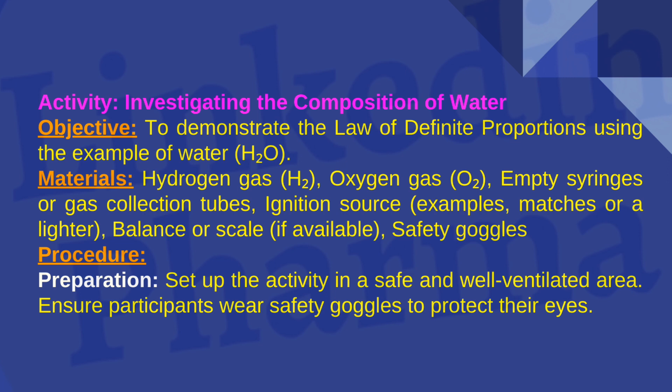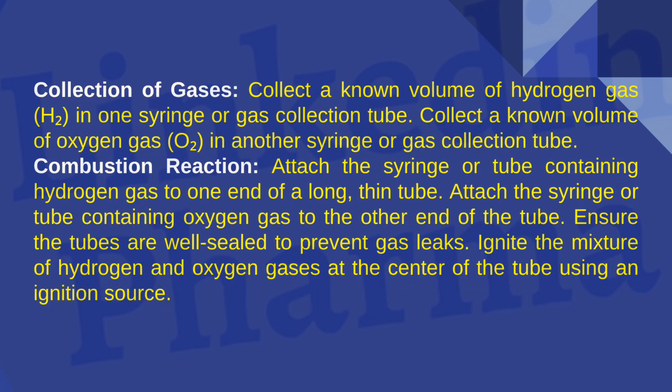Procedure. Preparation: set up the activity in a safe and well-ventilated area. Ensure participants wear safety goggles to protect their eyes. Collection of gases: collect a known volume of hydrogen gas in one syringe or gas collection tube. Collect a known volume of oxygen gas in another syringe or gas collection tube.